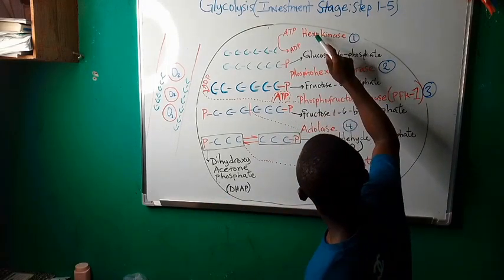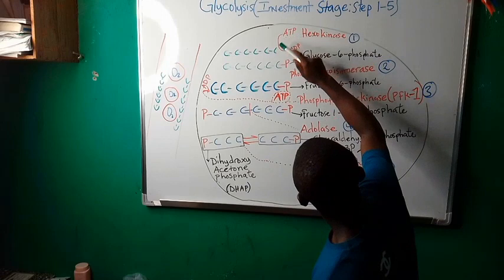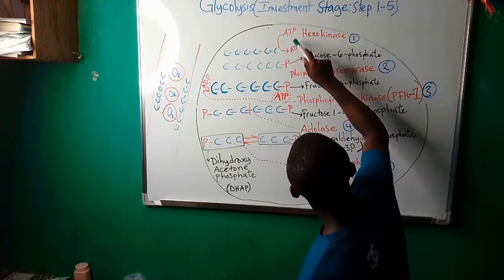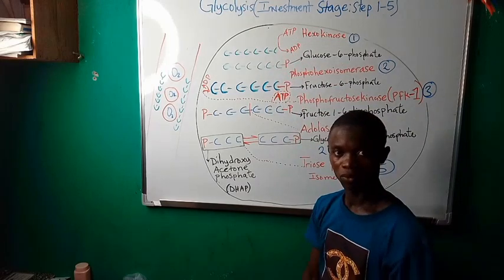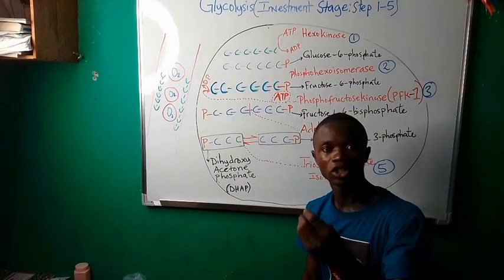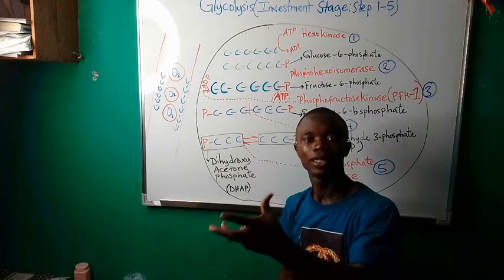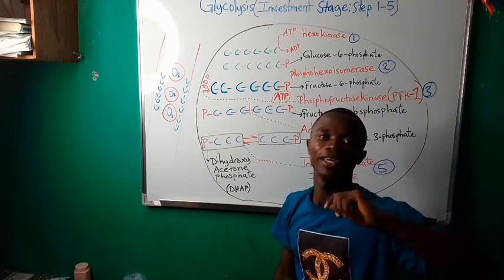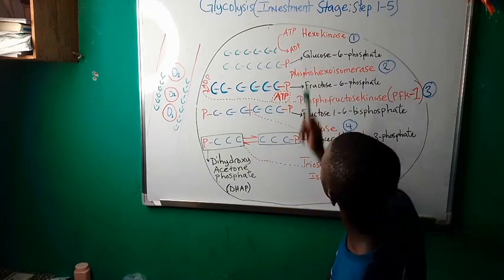So when hexokinase takes one of the phosphates from ATP and adds it to carbon number 6, instead of us having ATP, we now produce ADP, which is adenosine diphosphate. That means 2. Initially, ATP had 3 phosphates, but we borrowed 1. So we now have ADP. That's where the ADP comes from.